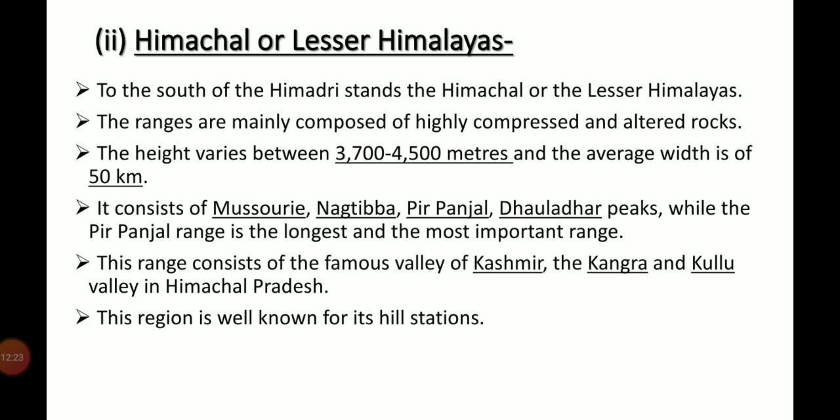Himachal Himalaya consists of Musauri, Naktippa, Pir Panjal, and Dhauladhar peaks, while the Pir Panjal range is the longest and the most important range in this part. Some famous valleys are also located here, like Kashmir Valley, Kangra Valley, and Kulu Valley, and some well-known hill stations are also there.